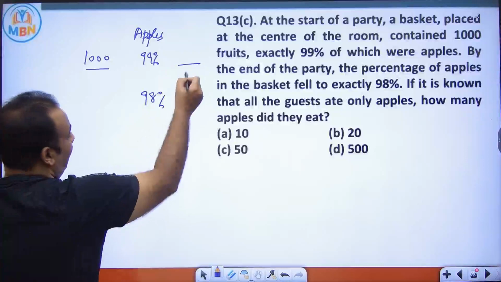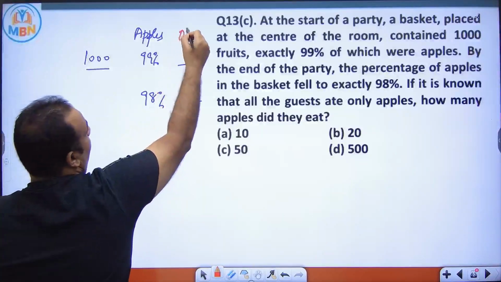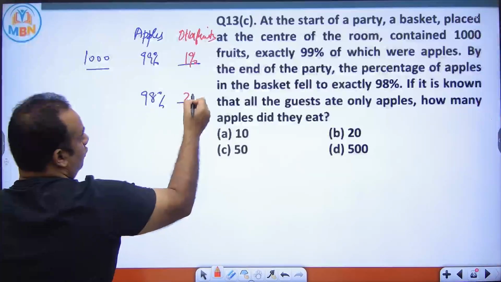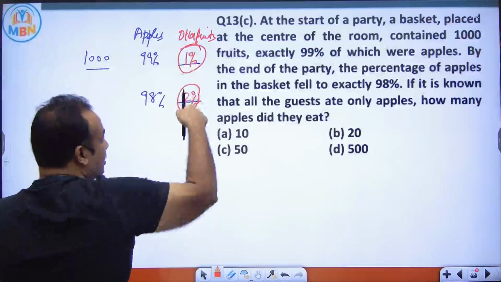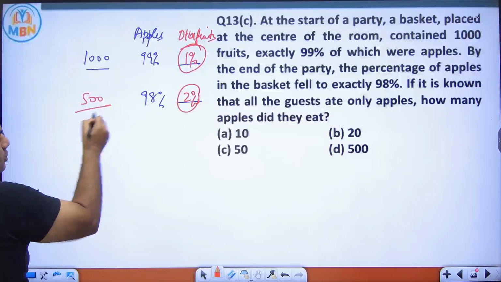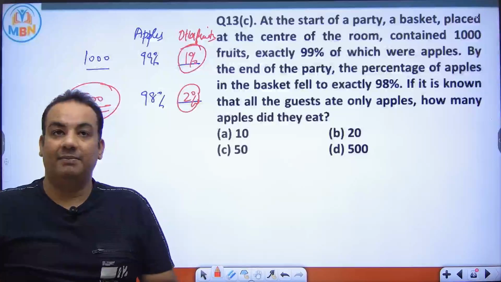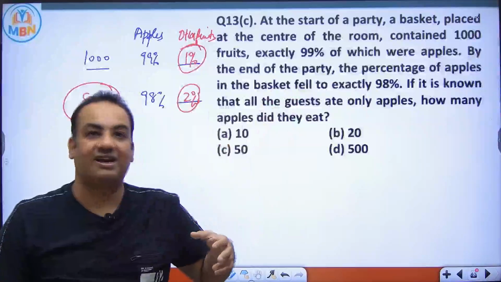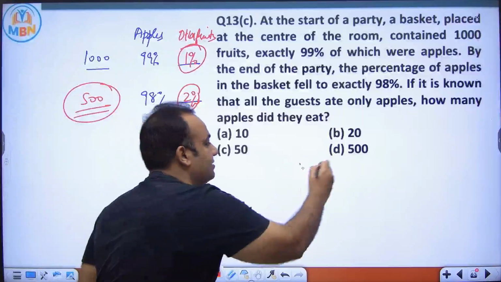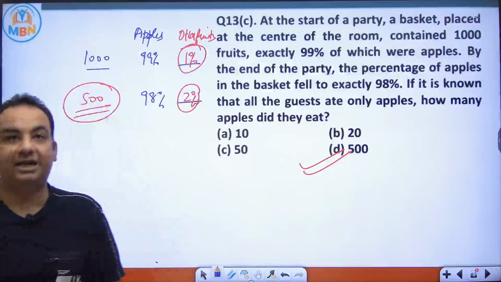Whatever was its value, I will focus on that which is not changing. Suppose this is other fruits. If this was 1%, this is 2% now. The ratio is 1 is to 2. So here it should be 2 is to 1. So 2 unit is 1000. So 1 unit is 500. So now 500 fruits are left. So how many apples have they eaten? Because total fruits was 1000, now they are 500 and only apples are eaten by the guests. So 500 apples are eaten by the guests. So if your concepts are good, you can do that much fast.